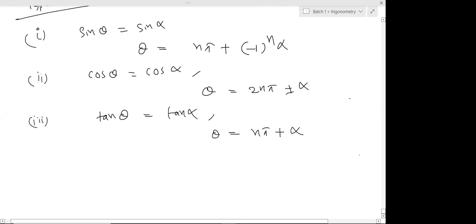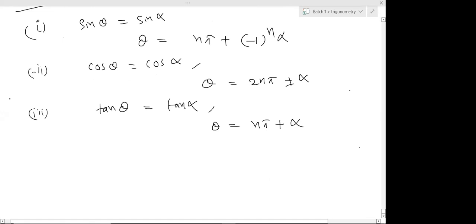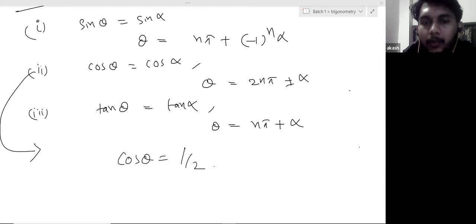What this means is, suppose I take this case. They are telling you cos theta is 1 upon 2. We can write this as cos pi by 3.